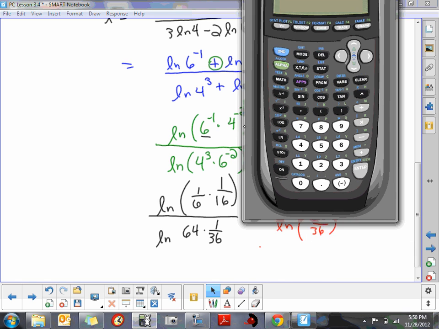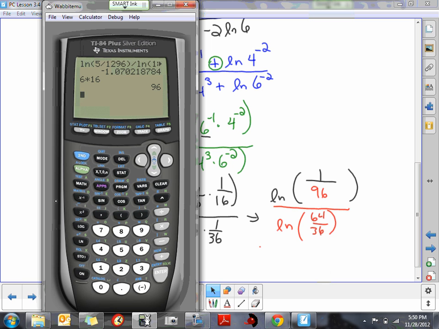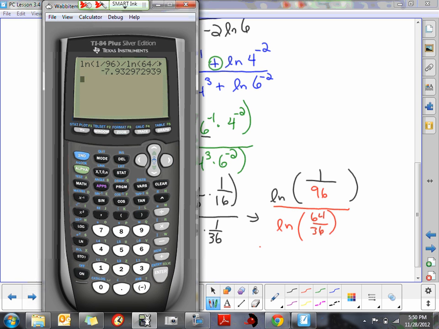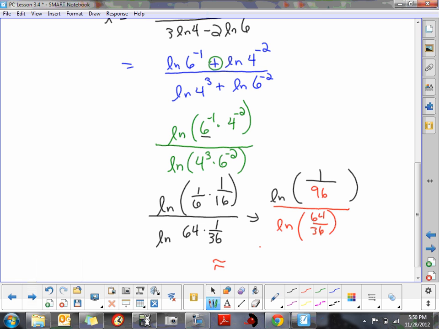Punching that in, we got the natural log of 1 divided by 96, and barring any errors, this should be what we need, divided by the natural log of 64 divided by 36. Enter, and that'll give us something to compare to. That is approximately negative 7.93.